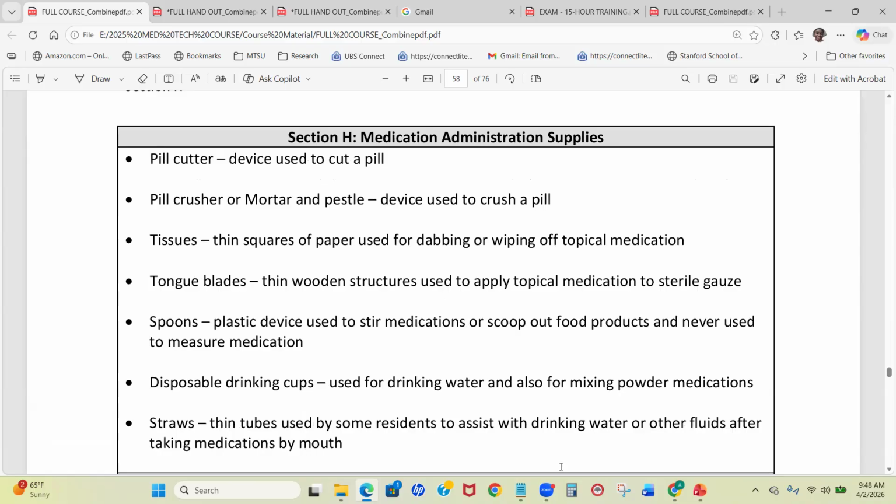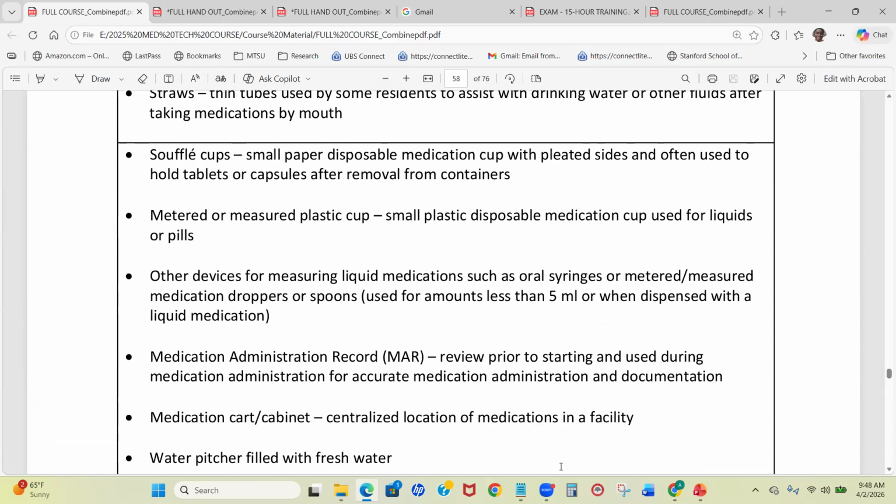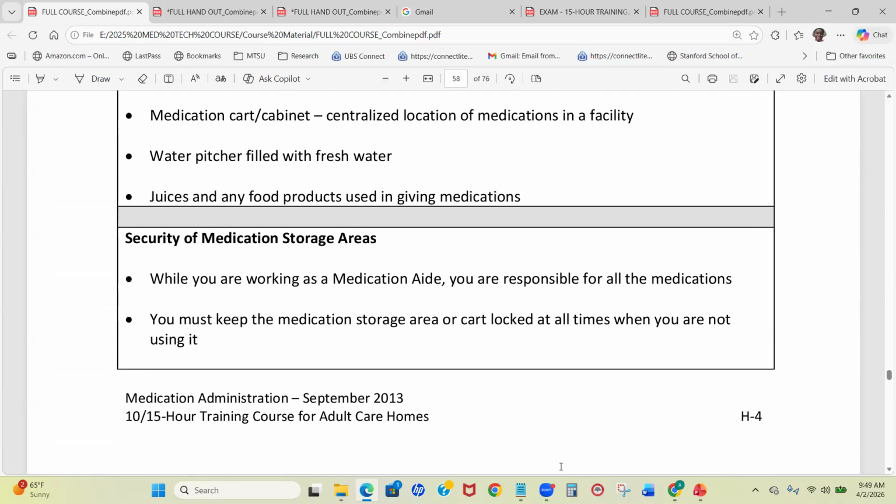Your pill cutter, your pill crusher, your tissues, your tongue blade, your spoons, disposable cups, your straws. You want to make sure your souffle cups, the metered medicine cups, everything has to be what? Ready. Like I said, your water pitcher, fresh water in it. Okay, stock your cabinet and make sure everything is what? Ready and is safe to start your medication pass.